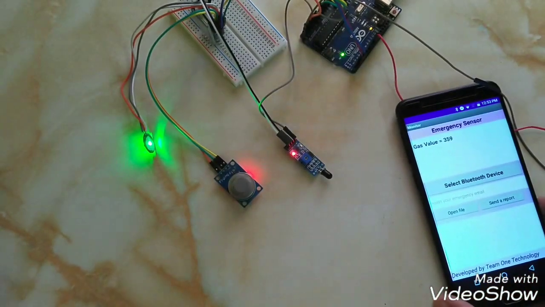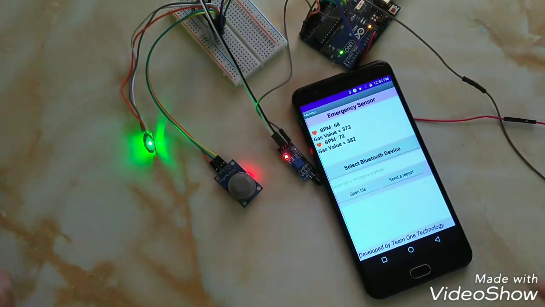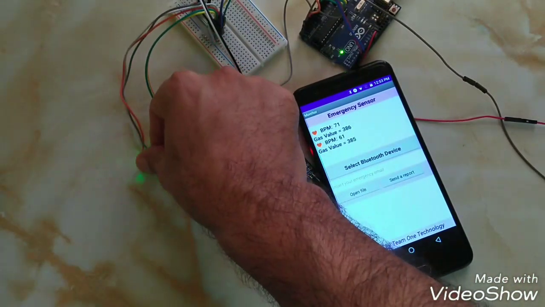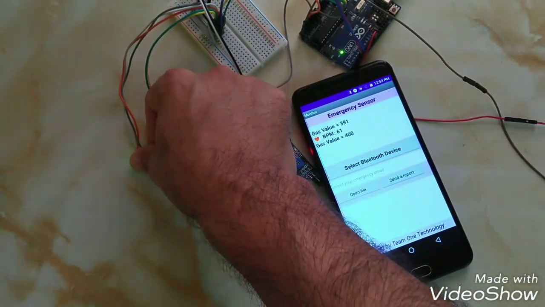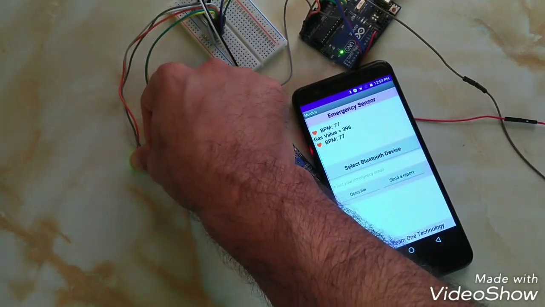Now for the heart rate sensor, it actually gives rubbish data at first, but to make it work, you just have to touch the sensor with your skin and wait for a few seconds until it reaches a constant value, which is 77.